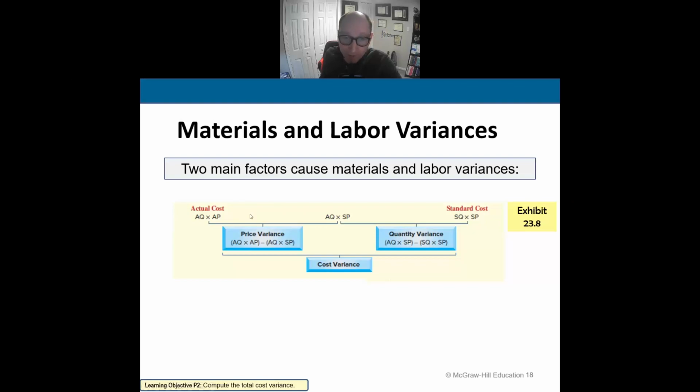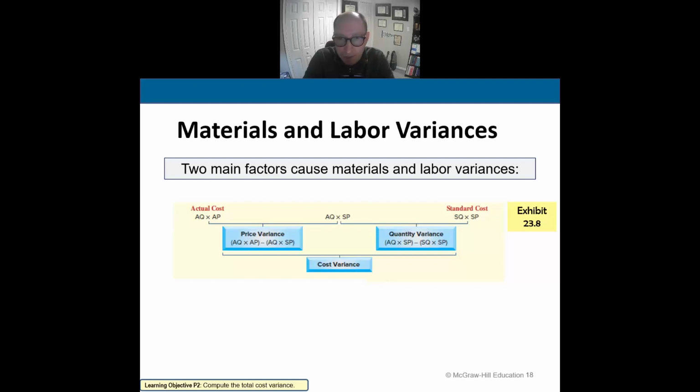There are two different types of variances we need to find. The first is the price variance, the difference in the price. Now we know the difference in the price is the actual price minus the standard price. To find the price variance, we take the actual quantity times the actual price, how many we actually got, right? Minus the actual quantity times the standard price. That gives me my price variance.